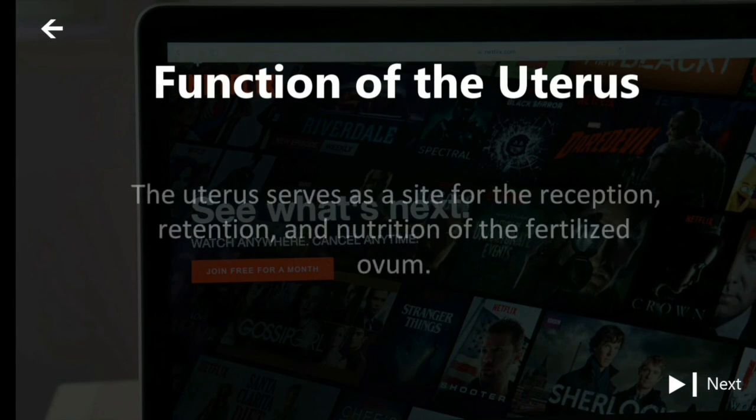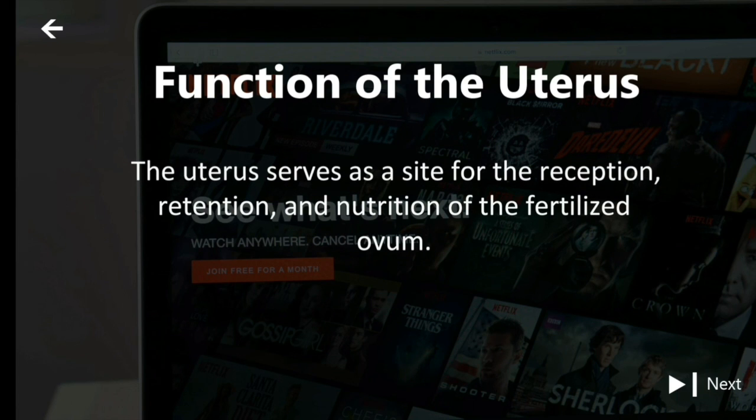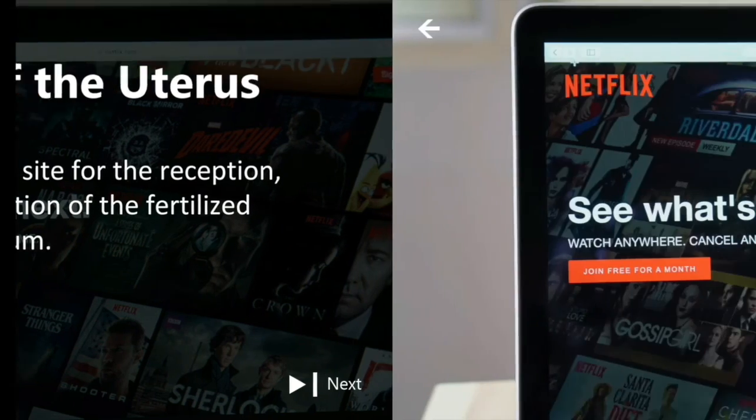Function of the uterus. The uterus serves as a site for the reception, retention, and nutrition of the fertilized ovum.